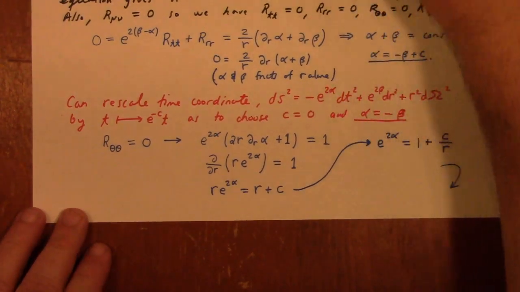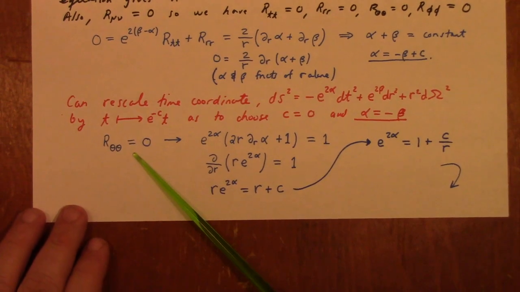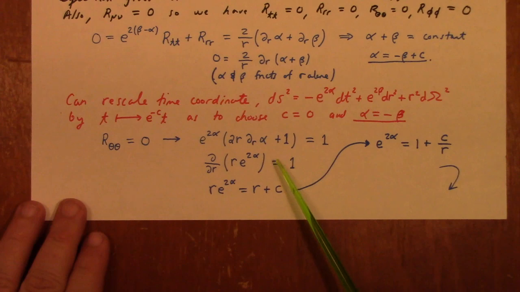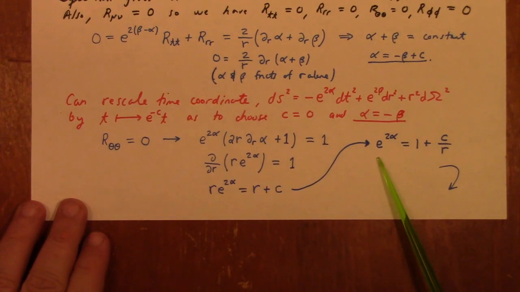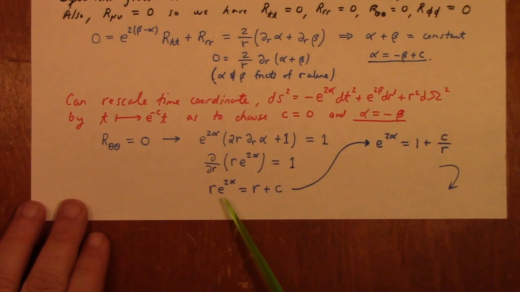And so then once you have that, you can go back to the theta component of the Ricci tensor being 0, and that will give us that e to the 2 alpha is 1 plus, so you can just reverse, this is like a reverse product rule, I think. And then once you have that, you can integrate both sides, and then it gives you this, which gives you, you can solve for e to the 2 alpha being 1 plus c over r.